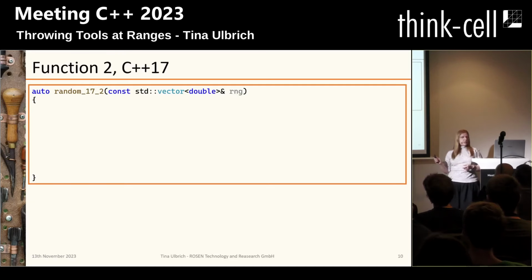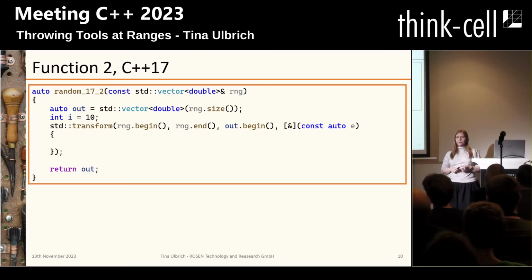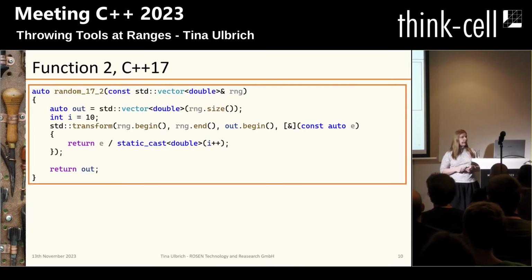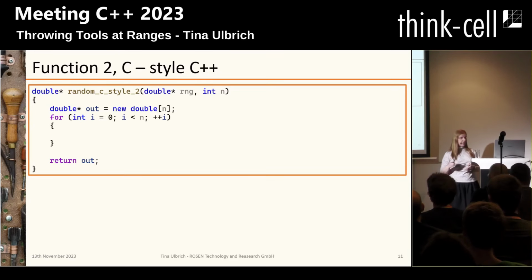Doing this in C++17, we can use std::transform. Again, it's the C++17 version, so there's no range-based version of transform yet, so I'm using the iterators. And I'm doing everything in the transform that I did before in the transform view. But I'm returning a vector here. And for the C-style C++, you know the drill. Get some memory from the heap, have an indexed loop, do your calculation, and then return your memory.